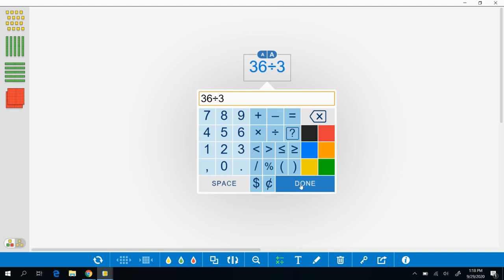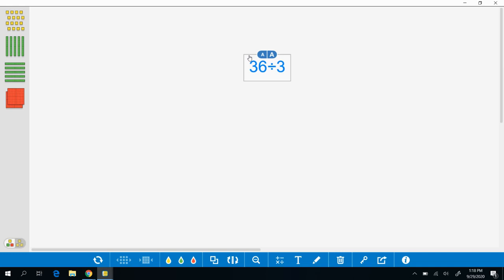And actually, we're not going to finish the number sentence. We're just going to start with this problem. We won't be able to finish it until we have an answer. All right, I'm going to zoom out. All right, now I have a little bit more space, and I want to represent 36.